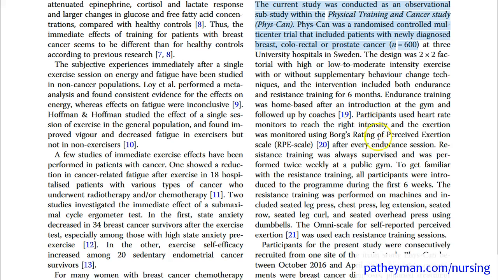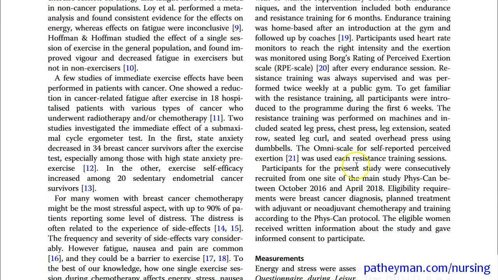So then additionally, if we come down to the bottom here, participants for the present study were consecutively recruited from one site of the main study. So basically what they did is, out of the people who were participating in the main study, someone came up to them when they would come to their visit and say, hey, would you mind if we do an additional study on you? You're already doing it. Just answer some questions for us.